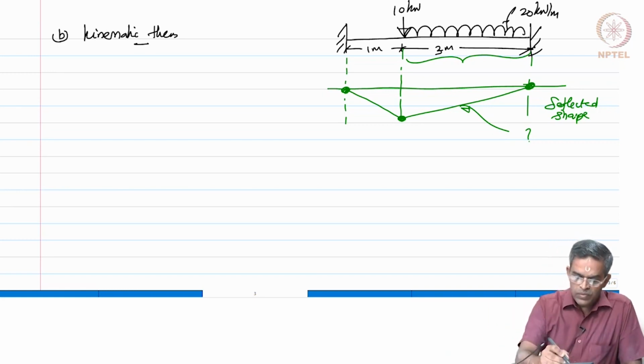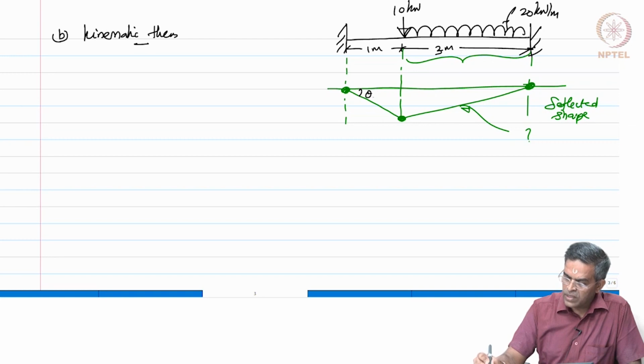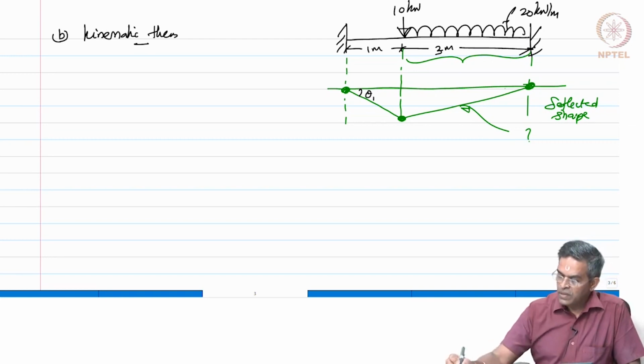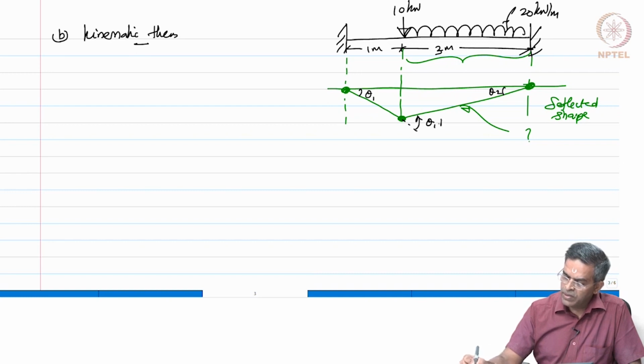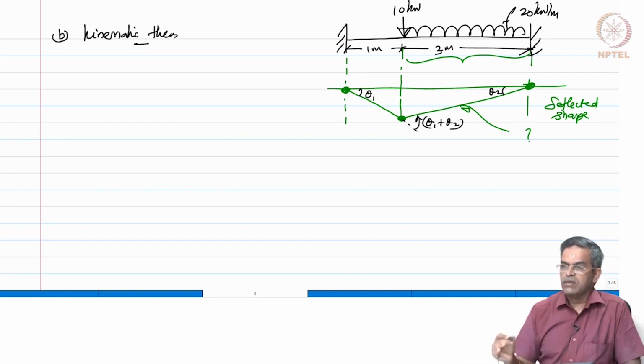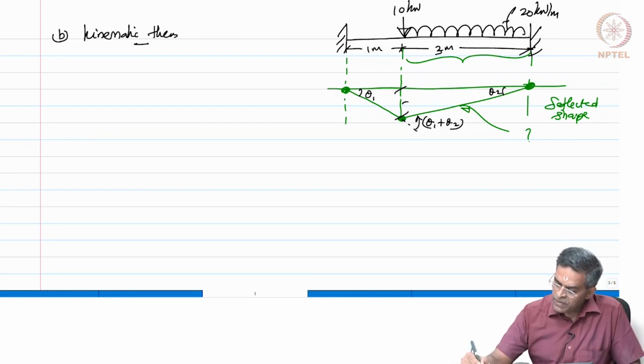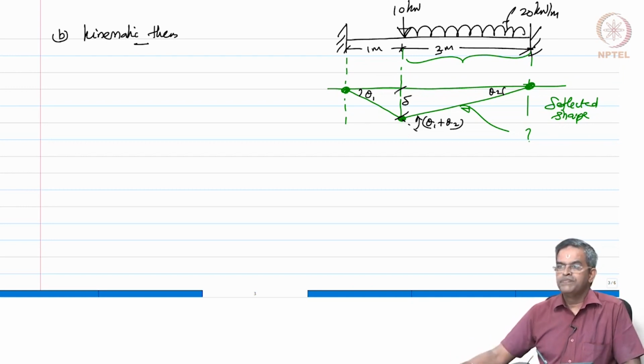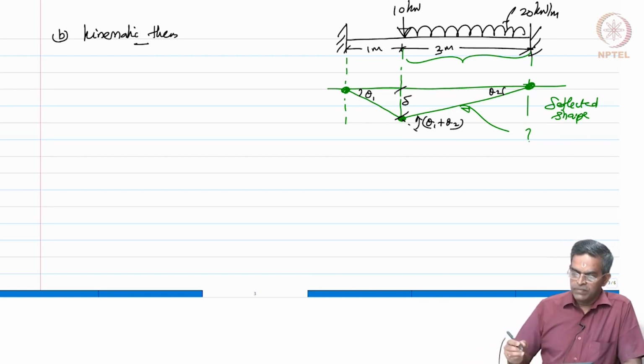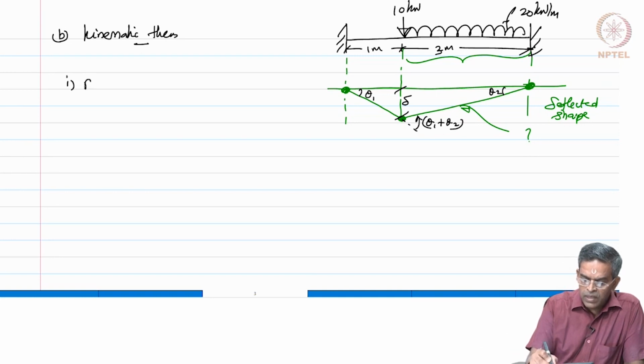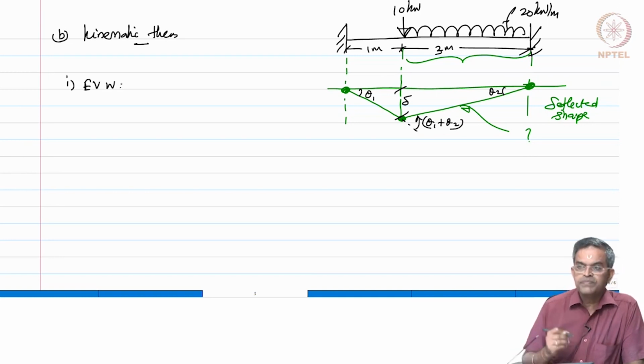So, now let us mark these rotations. Let us call this theta 1. If we call this theta 2, obviously this will be theta 1 plus theta 2 by simple mathematics, is it not? And let me call this vertical displacement as del. Then let us write down the external virtual work.